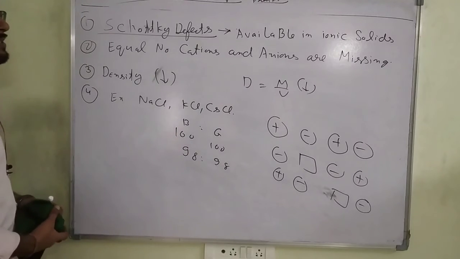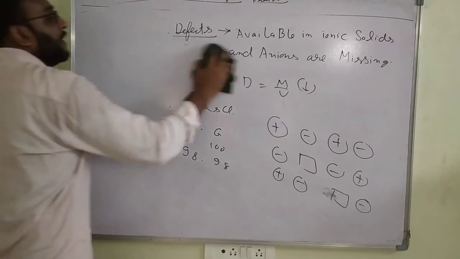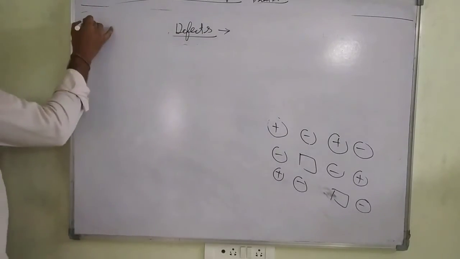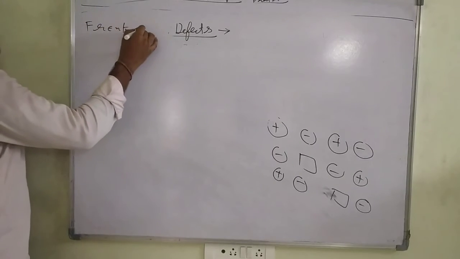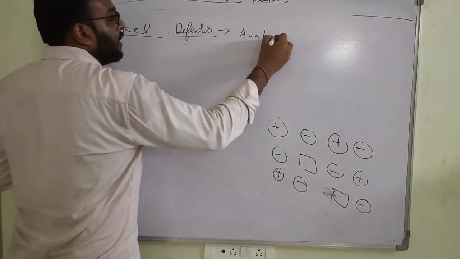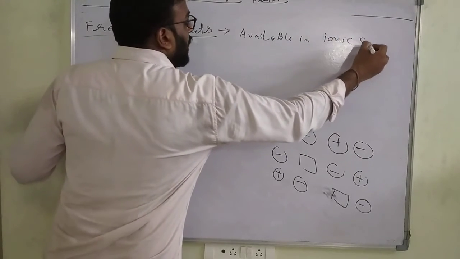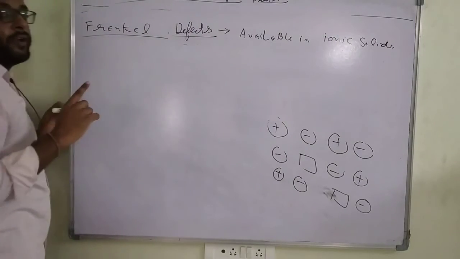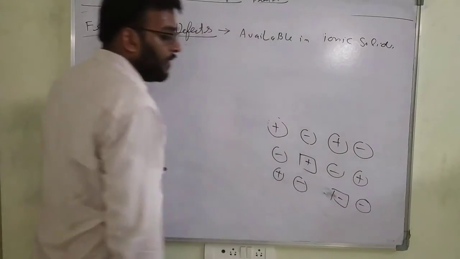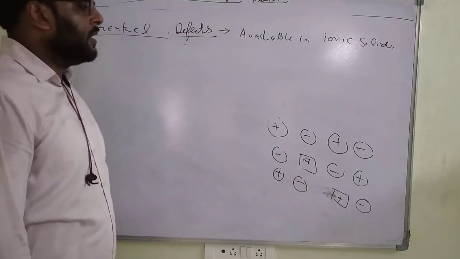Okay. Next, another one is the Frenkel defect. What is interstitial defect? It has two types. Next is the Frenkel defect. It is also available in ionic solids. In this, suppose whatever cations and anions are available, equal numbers of cations and anions are there.